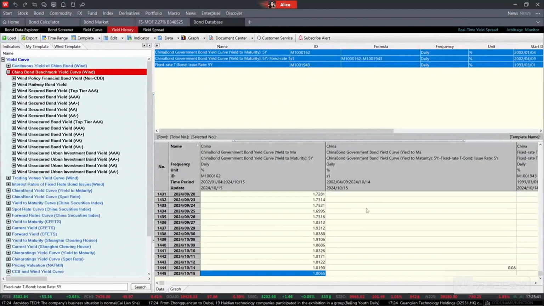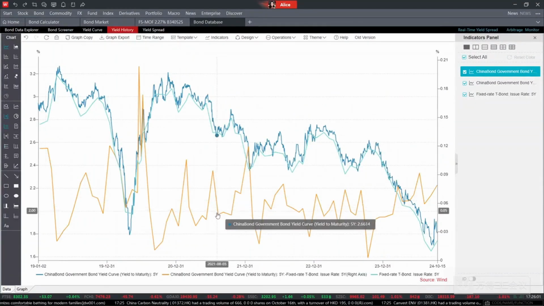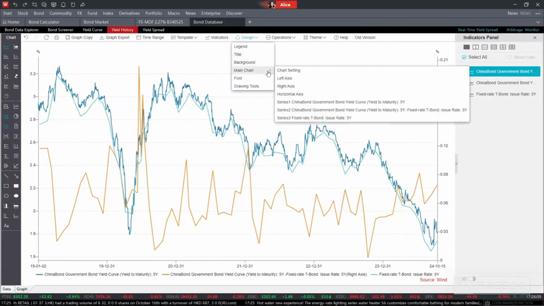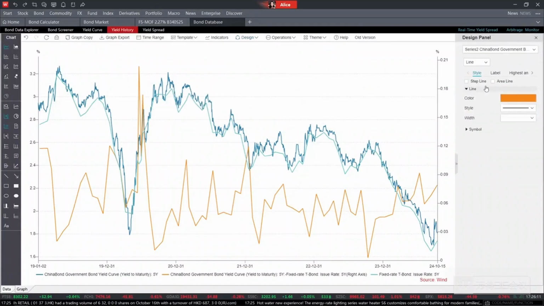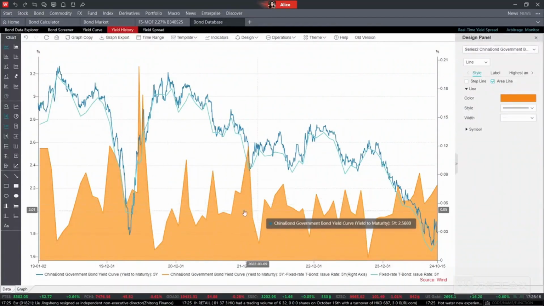Then we can see such a result show up over here. Such a result can also be shown in a graph over here. We can see the blue line and the green line show the primary and the secondary market, and the origin line is the spread between them. And to make it easier to look at the spread, I can also change the displayed result as you want. For example, I can press the design sector, and I can change the spread into an area line. Then it will be easier for you to see the spread between them, right?